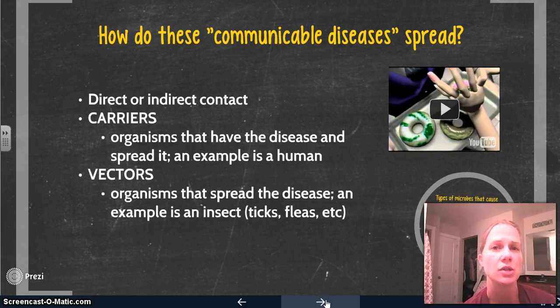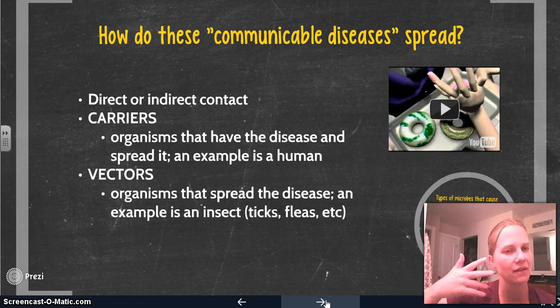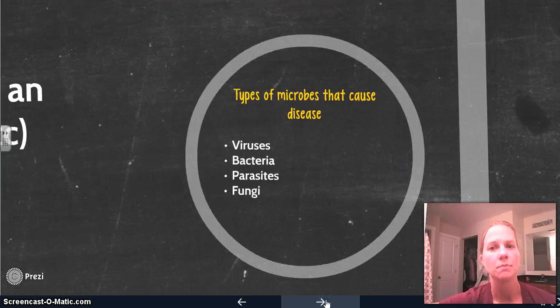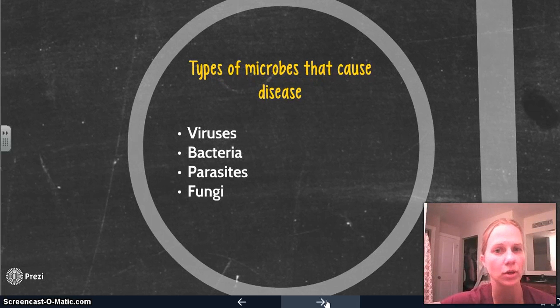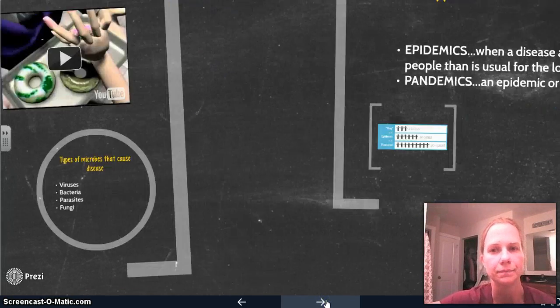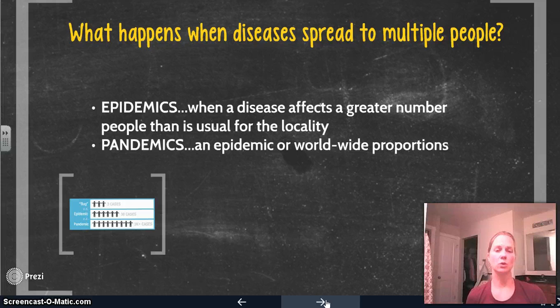A vector is an organism that passes the disease on to others, but does not have it itself. Vectors are usually insects, ticks, fleas, mosquitoes. They're things that bite you, and thus you get the disease. So remember, a carrier, like a human, has it. A vector is another organism that passes it along but doesn't have it. Keep that in your head. As we learned in previous night's homework, types of microbes that can cause disease are viruses, bacteria, parasites, and fungi.